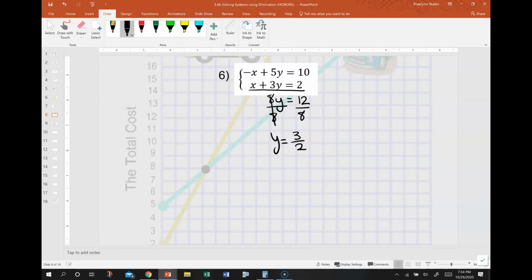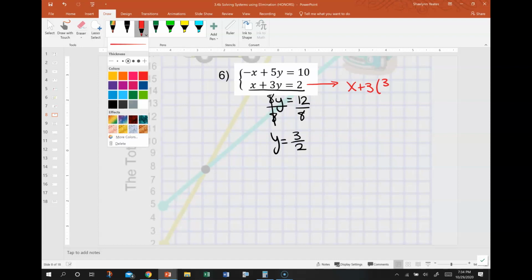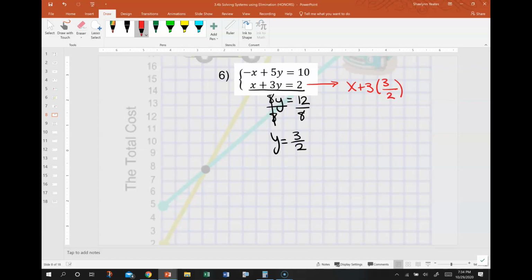So from here, I'm going to take that and plug it into one of my top equations. I'm just going to pick this one because it's got smaller numbers. So this time, I've got x plus 3 times 3 halves equals 2. Well, 3 times 3 halves is 9 halves.